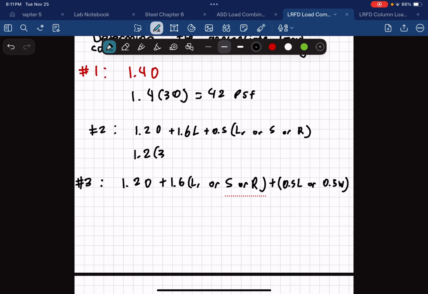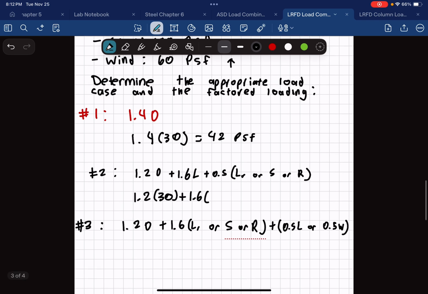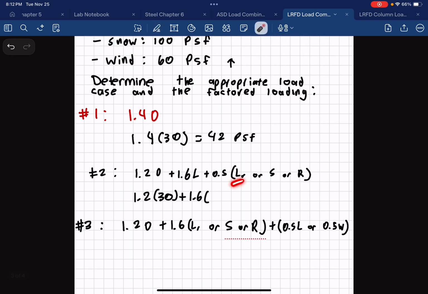1.2 times our dead load plus 1.6 times our live load. Now, before I go through this, let's look at this fact that we have a live roof load here and we have a live load.